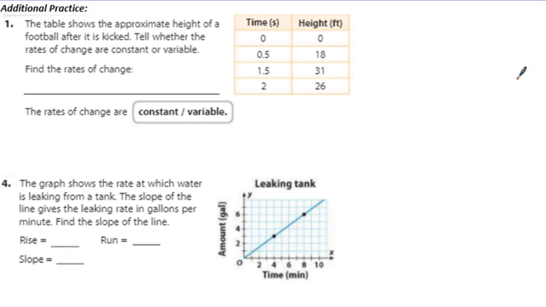All right, so we're going to be given a table. The table shows the approximate height of a football after it is kicked. Tell whether the rates of change are constant or variable. First it says find the rates of change. So rates of change is how much the x's and the y's change. So we technically need to find this subtraction, right? We're going to subtract, subtract, subtract.